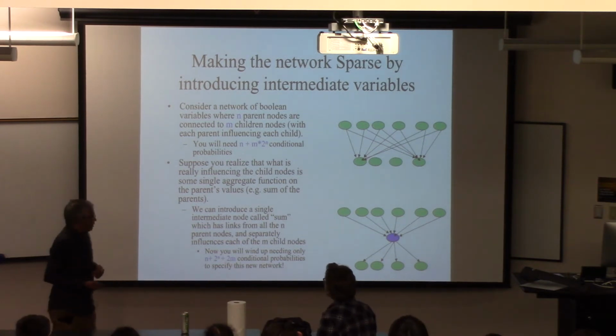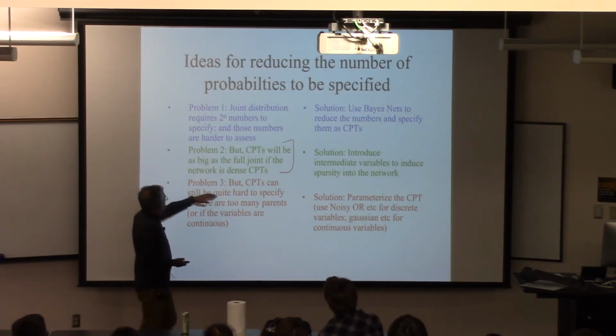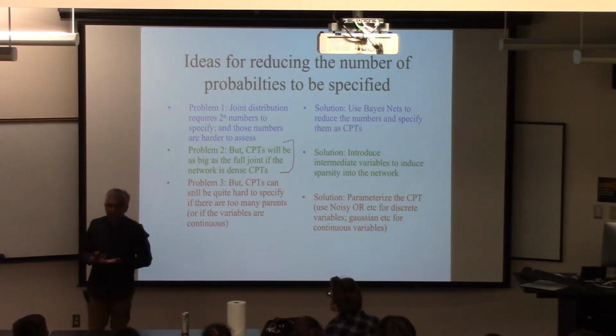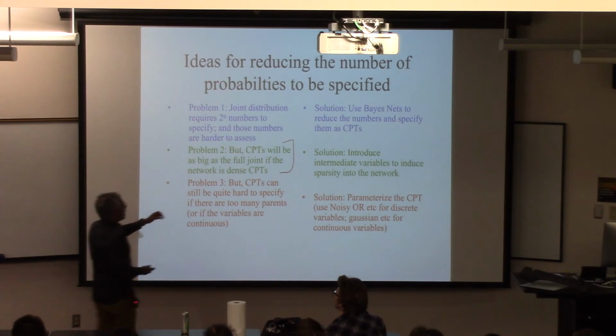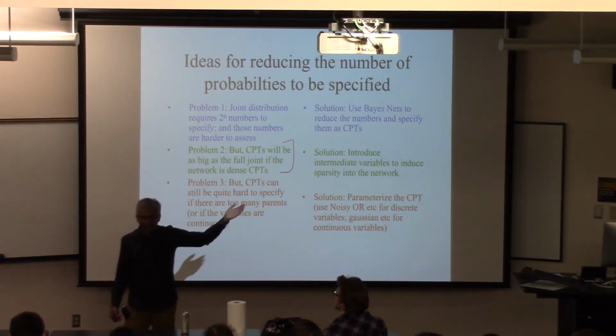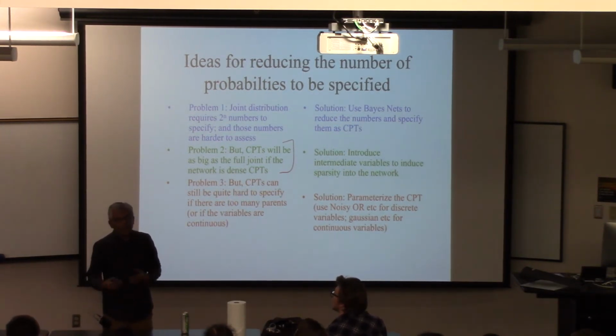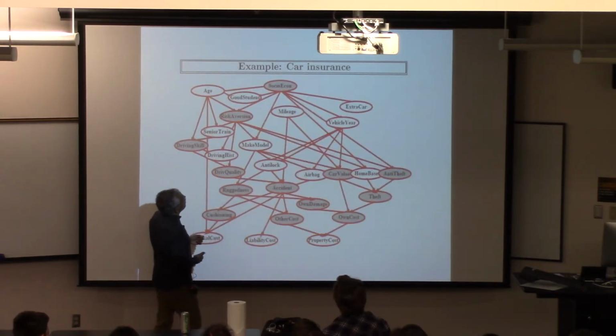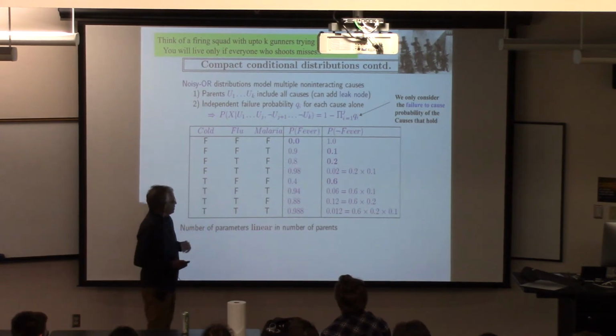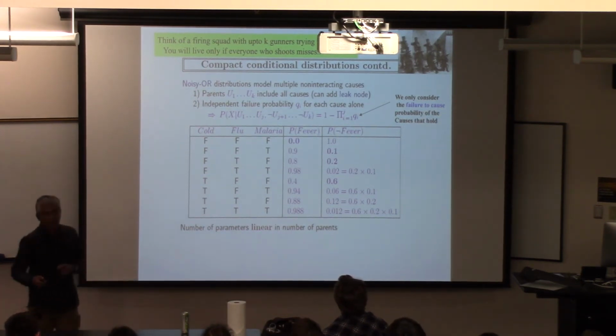Okay? The last one that I want to mention is that even CPTs can be quite hard to specify. Given any number of parents that you have, you still have too many entries in the CPT table. In that case, you will do the trick like what the normal distribution does, which says, I can compute the entries from just a few numbers. I don't need 2 power k numbers. So, that is the last one that I want to mention. This is what's called the noisy-OR distribution.